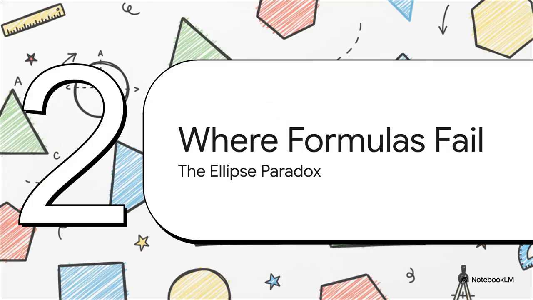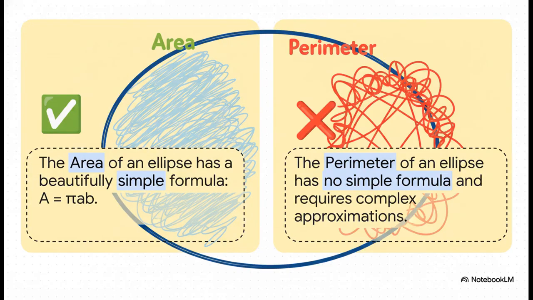So with all these incredible tools, it really seems like we can measure just about anything, right? But geometry has one last surprise up its sleeve, and it comes from a shape that looks deceptively simple. Meet the ellipse. Finding its area is surprisingly easy. It's just pi times a times b. Simple, elegant. But what about its perimeter, the distance around it? You'd think that would be easy too, wouldn't you?